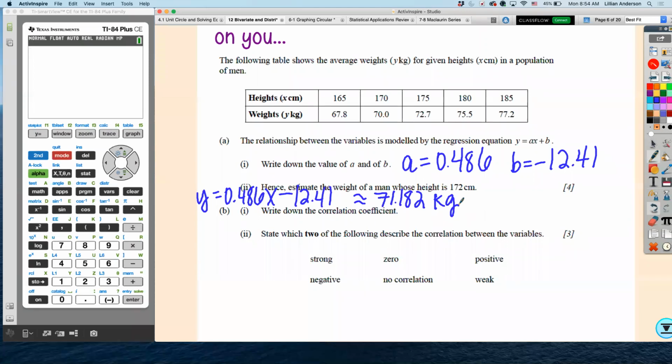71.2. Now I have to write down the correlation coefficient. Somebody different? 0.997. Yes? Okay. All right, so I need 2. Which 2 of the following describe the correlation between the variables? How would I describe 0.997? Somebody different? Strong. It's strong. And positive. And positive. Very good.